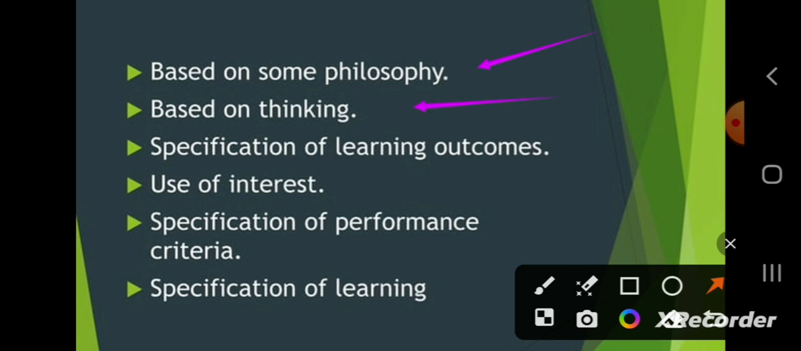Based on thinking. Models of teaching are often based on cognitive and pedagogical theories. They are designed considering how students think, learn, and process information, aiming to align teaching methods with cognitive processes.